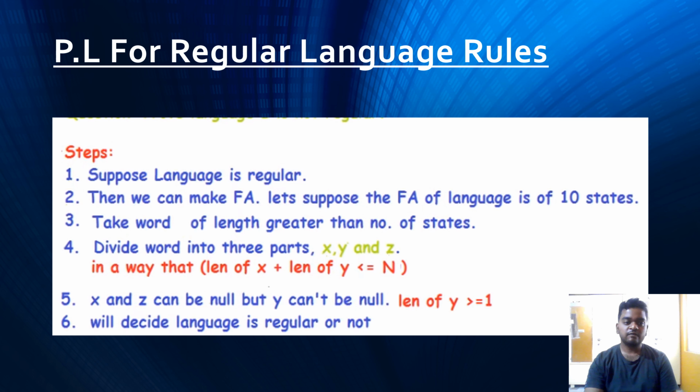Steps. First step is, suppose the language is regular, then we can make a finite automata. Let's suppose the finite automata of the language has n states. Take a word of length greater than the number of states. Divide the word into three parts, x, y and z, in a way that length of x plus length of y is less than or equal to n. x and z can be null, but y cannot be null. Length of y greater than or equal to 1 will decide the language is not regular.